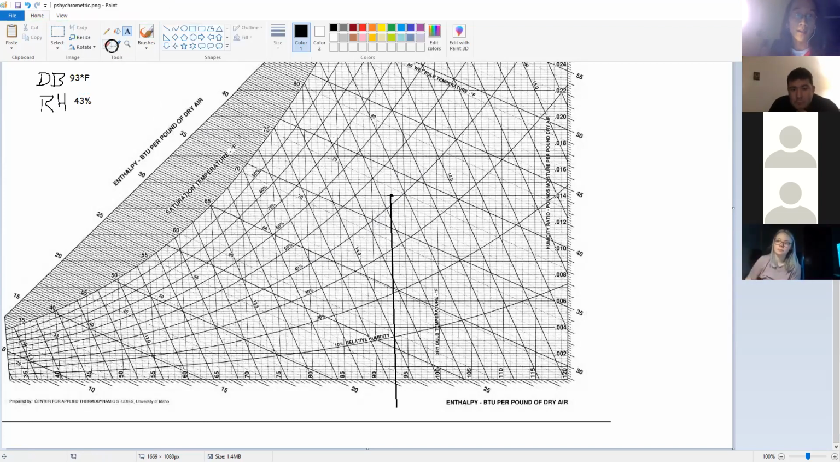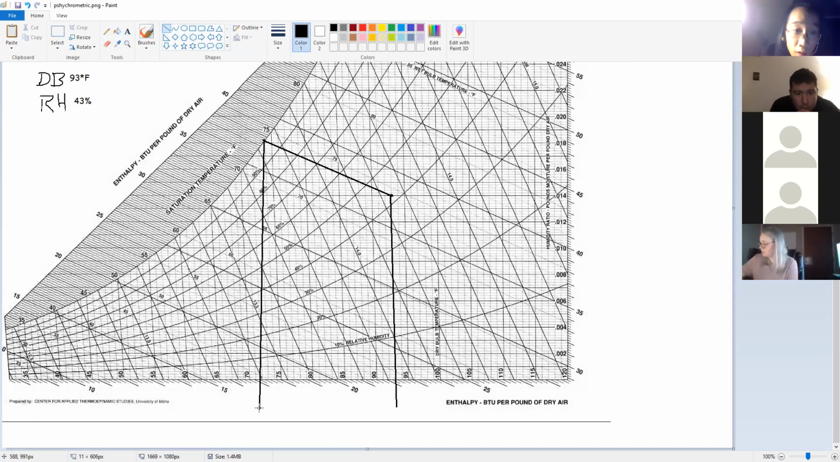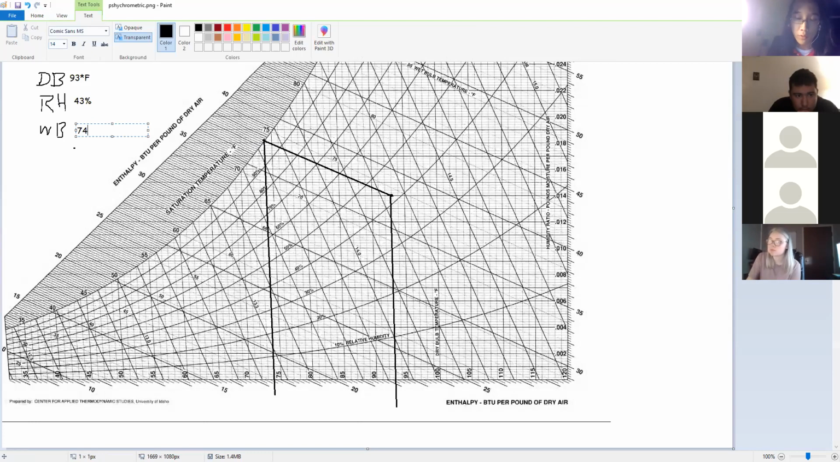Wet bulb, we're adding water and it's lowering the temperature as well. So we go diagonally, bam, up to there. Saturation line, it can't hold any more water. Go straight down, and that's 74 degrees. Your wet bulb is 74 degrees Fahrenheit.